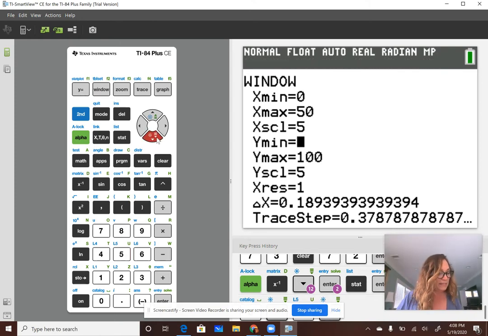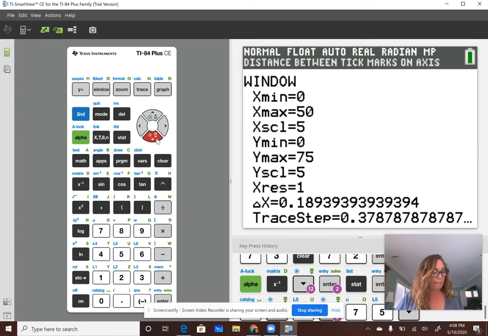Now, my Y's, the lowest is 49 and the highest is 72. So again, I'm going to do 0 and I'm going to go to 75. But once again, I'm going to show you what it would be like if I changed it. And I'm going to count by 5s as well. Okay, so that's setting up your window, which you use your domain, X's, your range, Y's. Okay, and scale is like, how do you count?